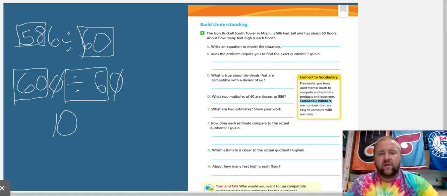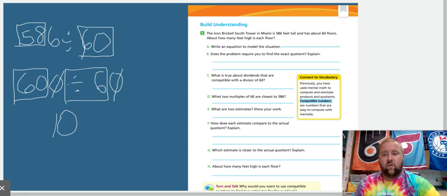What is true about the dividends that are compatible with a divisor of 60? So 60 and 60, they're both going to be divided by 60, right? That's why they're saying with a divisor of 60. So 58 can change to 60, and this is 60. So we're good to go because this was already 60. So we changed 58 to 60, and everything after it became a 0.